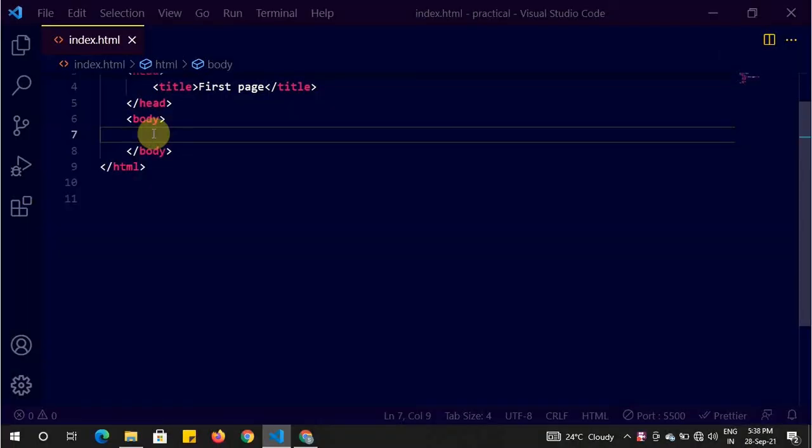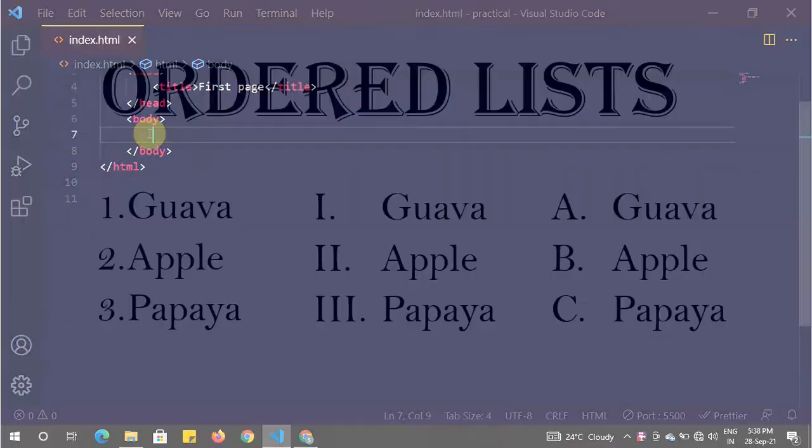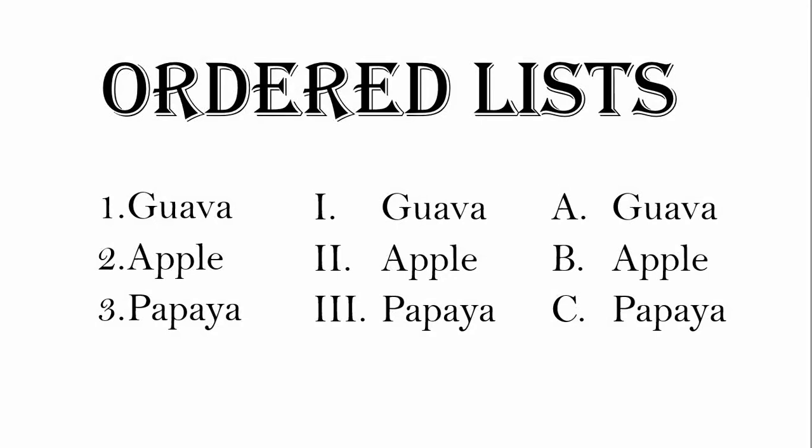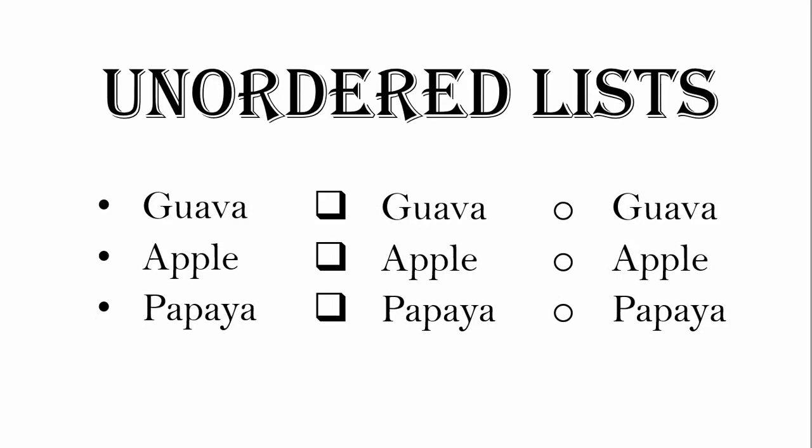Everyone, we are going to look into lists in HTML now. There are basically three types of lists in HTML. Ordered lists, like we have in documents or presentations, are ordered either with numbers or letters. Second is unordered lists that do not have numbering, just bullet points as we see here.